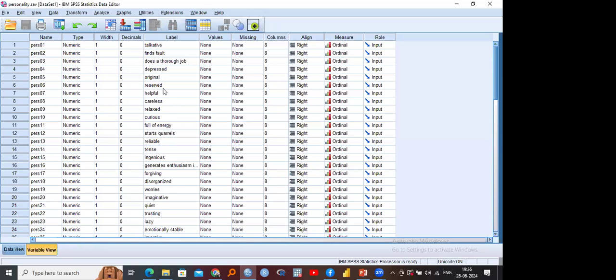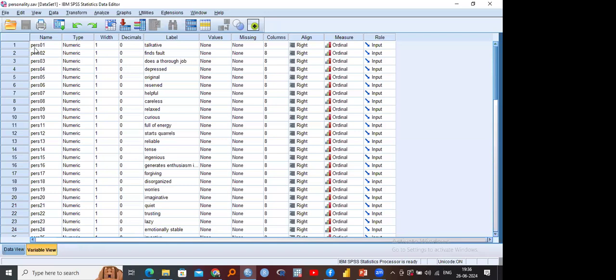So if we are given this questionnaire, I can respond on all these 44 questions on a scale of 1 to 5. This is a Likert scale, right? Is this clear to all of you? So there are participants and pers means personality trait. Yes, it is the name of the variable. I have just given the name of the variable pers01.